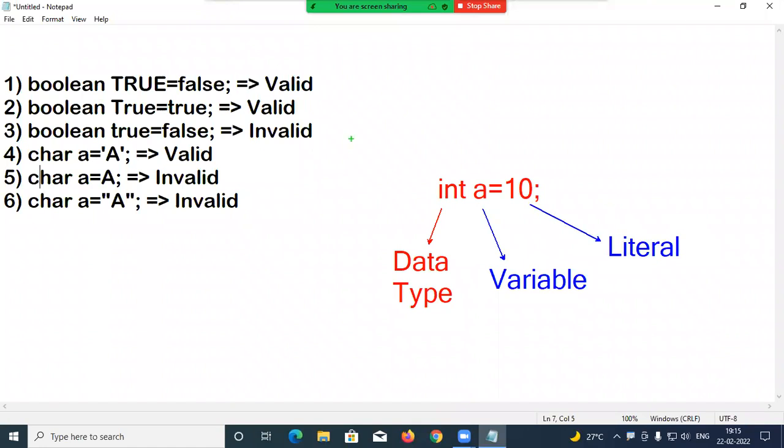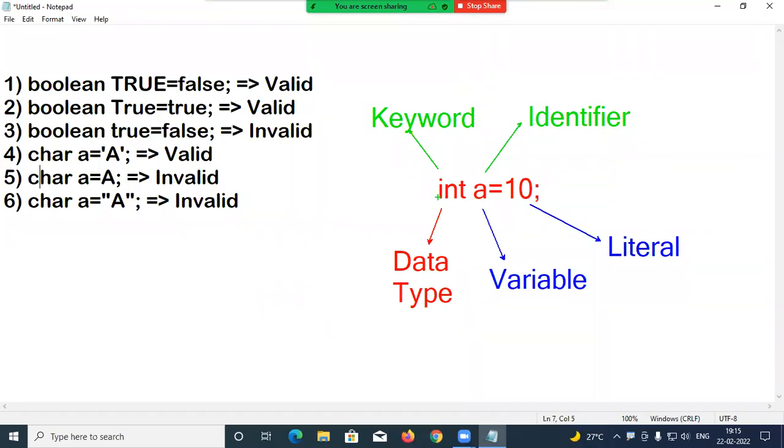Suppose this int, can I call it a keyword? Yes, it is a keyword also. Can I call it an identifier? Yes, it is an identifier also. These 5 concepts you studied: identifiers, keywords, literals, variables, data types. Operators are not completed. You didn't study operators yet; I didn't explain them.